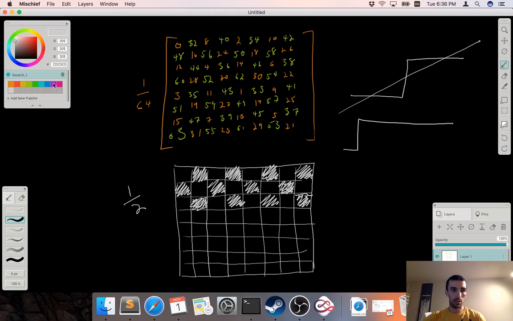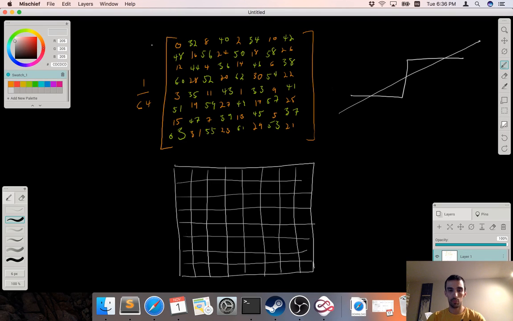So I'm gonna erase all of this. I'm not gonna erase it because it will take me forever to redraw the grid. So I'm just gonna undo. There we go. So now I'm gonna say, what if my cutoff is 1/4? Now let's see what the new value is.